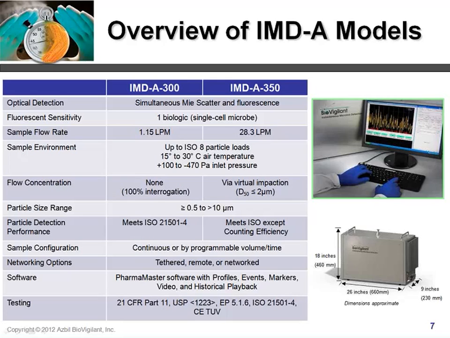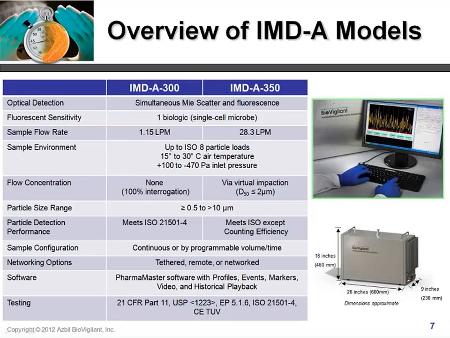The major distinction between the two models is the sample flow rate. The IMDA 300 system, on the left-hand side of the table, has a flow rate of 1.15 liters per minute and interrogates 100% of that airstream. To achieve the market's request for a 1 cubic foot per minute instrument, and 1 cubic foot is equivalent to 28.3 liters per minute, it's a very standard flow rate you'll see of various instrumentation across the pharmaceutical and life science industries. And so that was a common request among our customers.